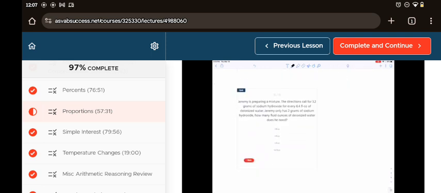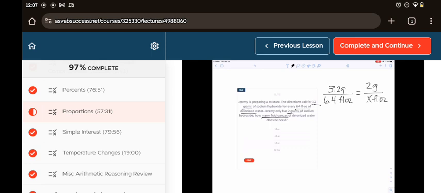And it says, Jeremy is preparing a mixture. The directions call for 3.2 grams of sodium hydroxide for every 6.4 fluid ounces of deionized water. Jeremy only has 2 grams of sodium hydroxide. How many fluid ounces of deionized water does he need? So 3.2 grams is to 6.4 fluid ounces. But we only have 2 grams, so how many fluid ounces is that?